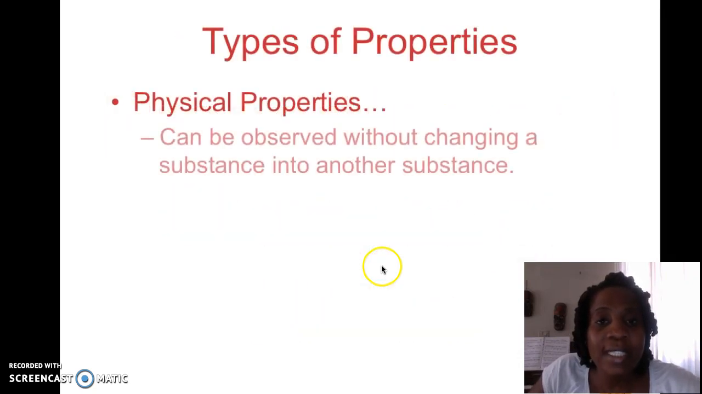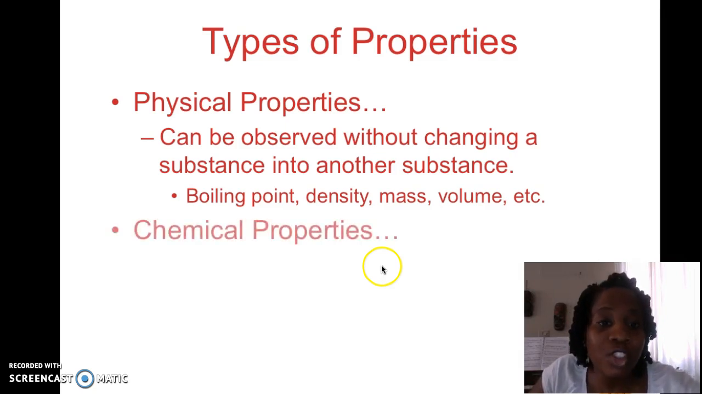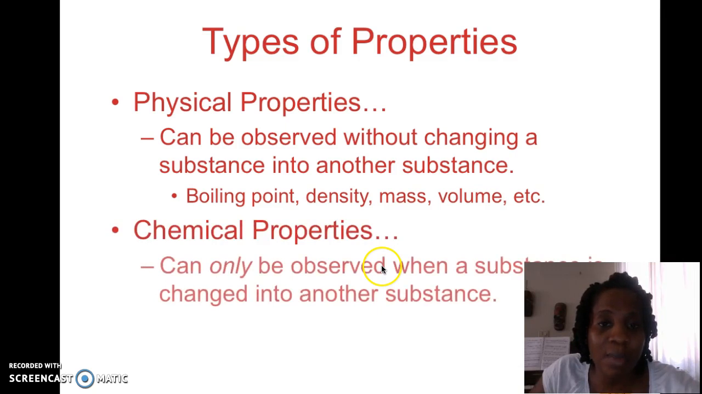Next, we looked at different types of properties. A physical property is any property that you can observe without changing the identity of the substance. You can measure the boiling point. You can see what temperature it changes from liquid to gas. You can measure the mass, the volume, and the ratio of those things, which is density. You do not change the identity of that substance by measuring those properties.